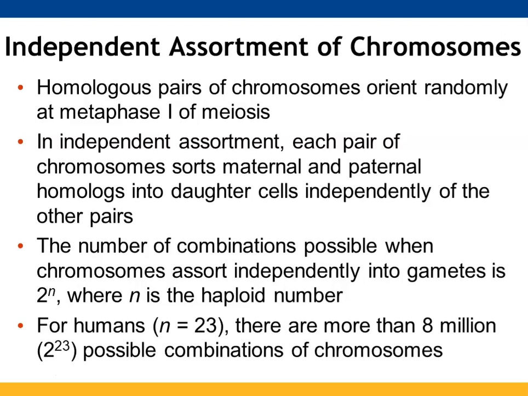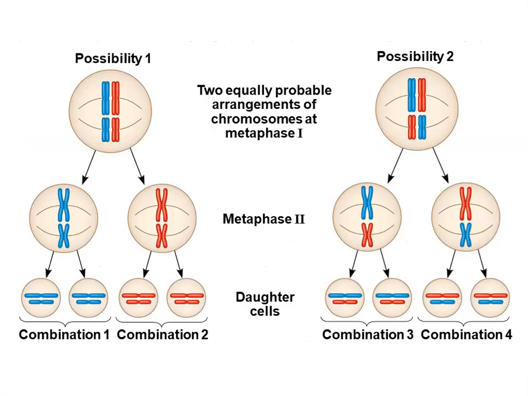So speaking of independent assortment, again, the homologs are going to orient randomly. So the mother's chromosomes and the father's chromosomes are going to separate independently. If we look at it from a human perspective, we have 23 chromosomes. That basically provides for 2 to the 23rd possible combinations of chromosomes that could be separated into gametes. And that's over 8 million. So there's a lot of possibility for variation just due to that independent assortment. All right, and so there you can see some possibilities. Sometimes you could have both of mom's go together or both of dad's, and sometimes you could have one of each. No rhyme or reason.